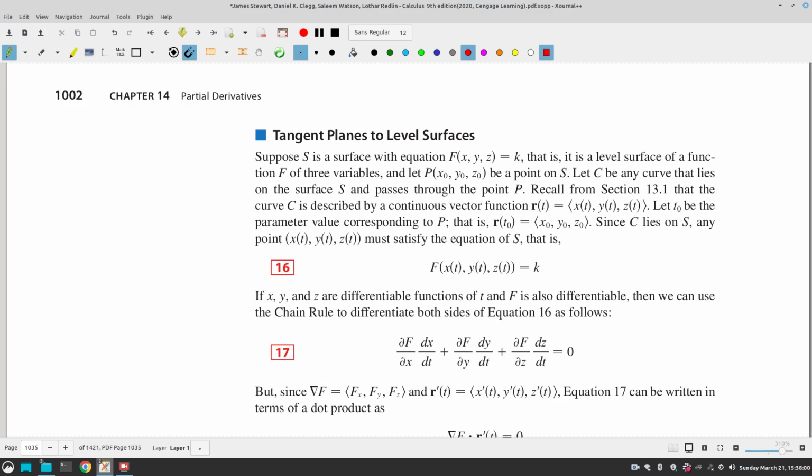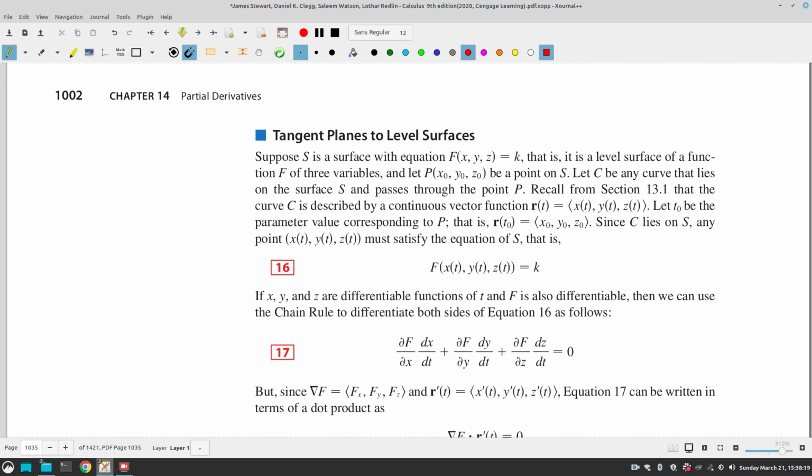So we found 2 tangent vectors, right? Fx and Fy. We found 2 tangent vectors using the partial derivatives, Fx and Fy, and we found the cross product to give us the tangent plane.